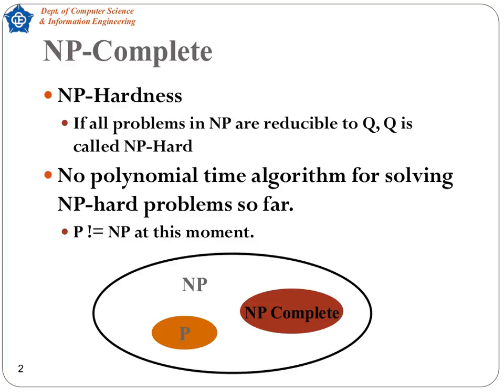Despite decades of research, no one has found a polynomial time algorithm for any NP-hard problem, so we currently believe P does not equal NP. In the Venn diagram here, NP is shown as the large set, P is a smaller subset inside it, and NP-complete is another subset of NP that sits outside P, illustrating that NP-complete problems are in NP, but unlike those in P, have no known fast solution.